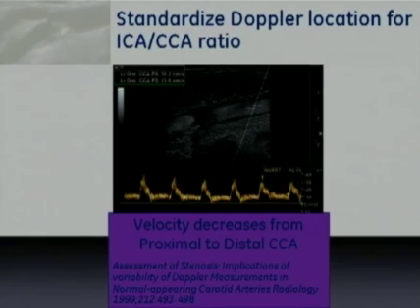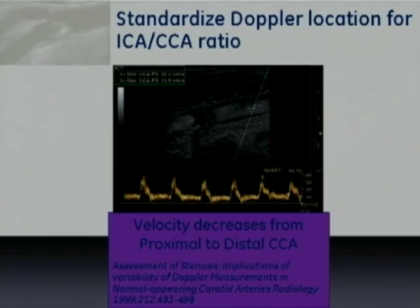There's a study that was published down here in Radiology way back in 1999, and they found that the velocity within the common carotid artery is not uniform throughout its length. It's higher in the proximal segment and it's lower in the distal segment. So you can see that if you use different locations within the common carotid artery to obtain the sampling that's applied to the ratio, you will get different results.